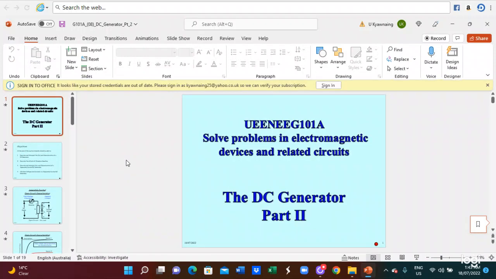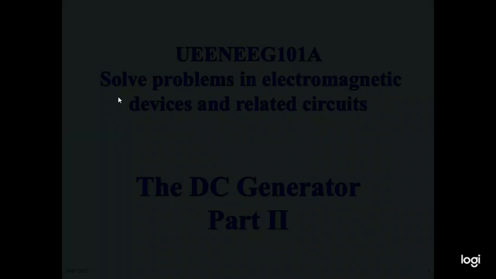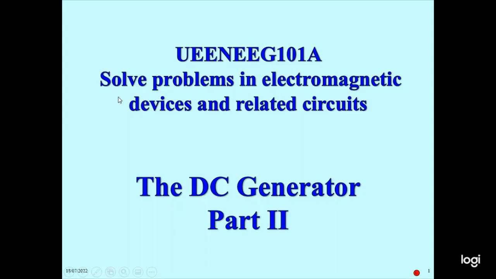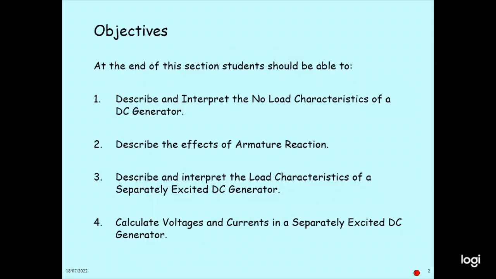At the end of this session, the student should be able to describe and interpret the no-load characteristic of the DC generator, describe the effect of the armature reaction, describe and interpret the load characteristic of a separately excited DC generator, and calculate the voltage and the current in a separately excited DC generator.